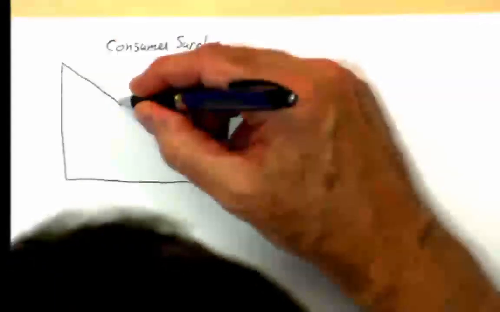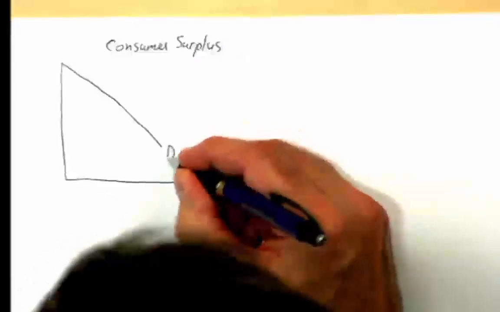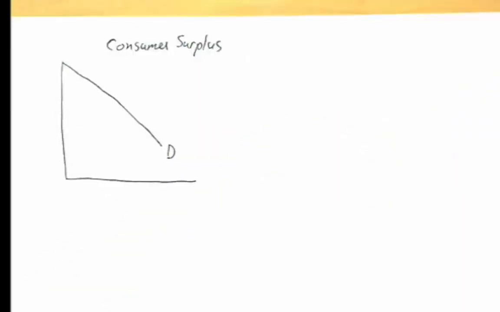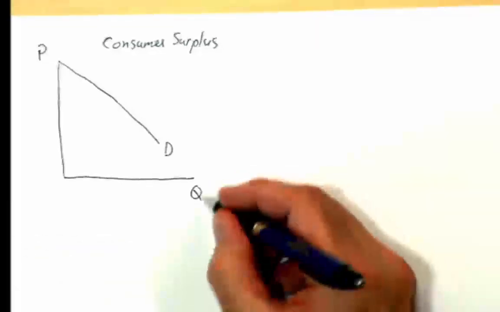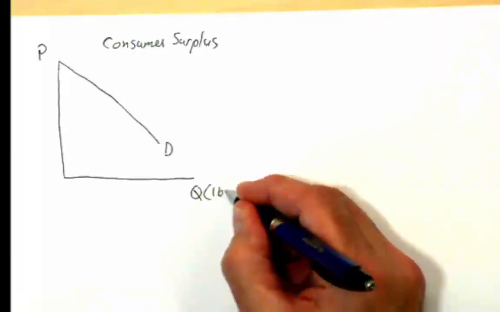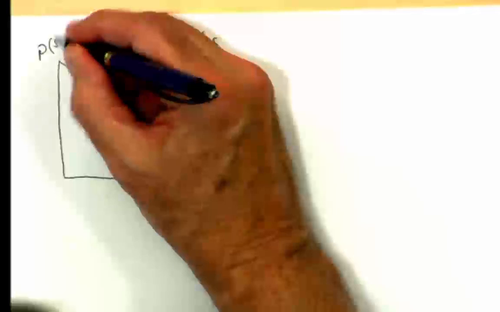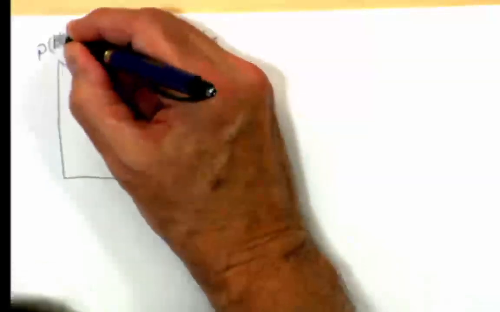Now, consumer surplus can be found or derived by looking at a demand curve in a particular market. I've got price on the vertical axis, quantity on the horizontal axis. We might measure quantity in pounds. We might measure the price in dollars per pound, as an example.